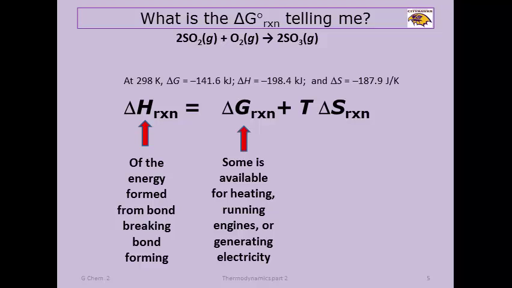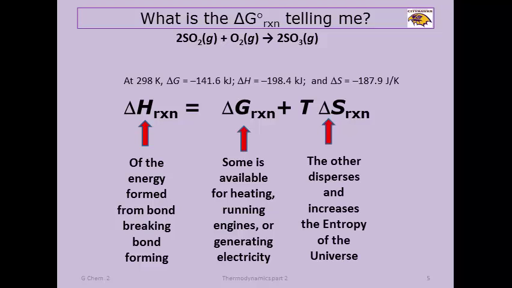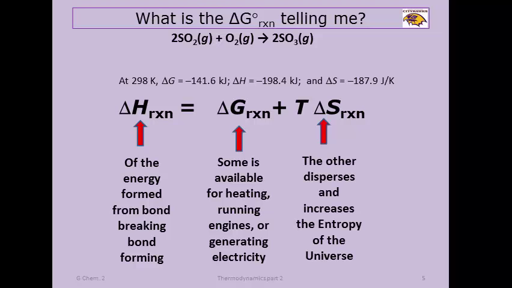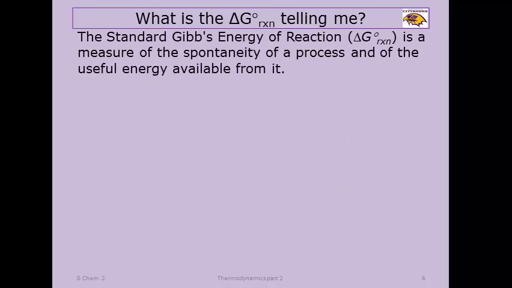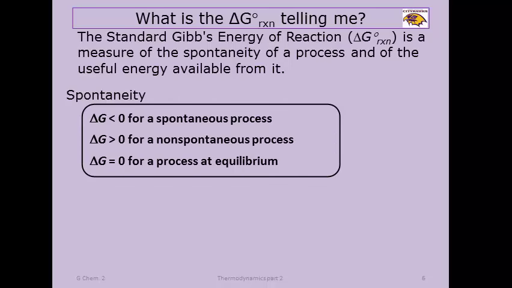But you always have to pay, in addition, the entropy tax, which is what's dispersed to the universe. So as we've learned in the last video, that's actually temperature dependent. What is the Gibbs energy telling me? So in terms of spontaneity, here's how you interpret a Gibbs measurement.